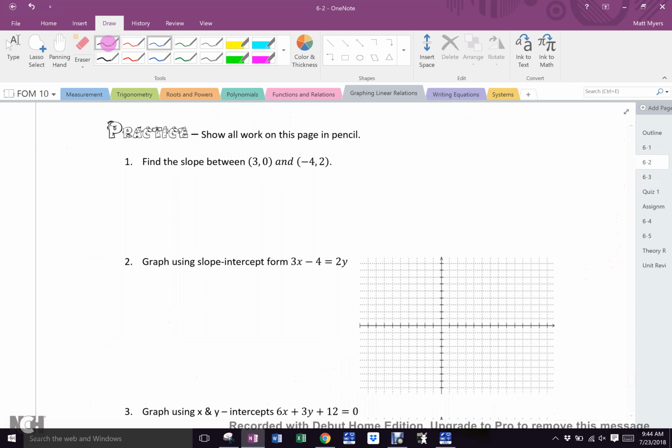Find the slope. Slope is always y2 minus y1 over x2 minus x1. So that's 2. My pen has stopped working. There we go. That is 2 minus 0 over negative 4 minus 3, which is 2 over negative 7. That's the slope.